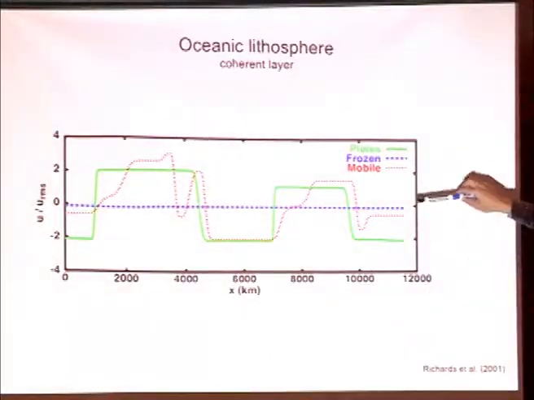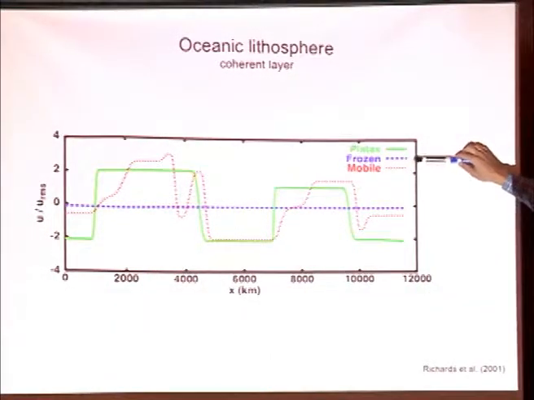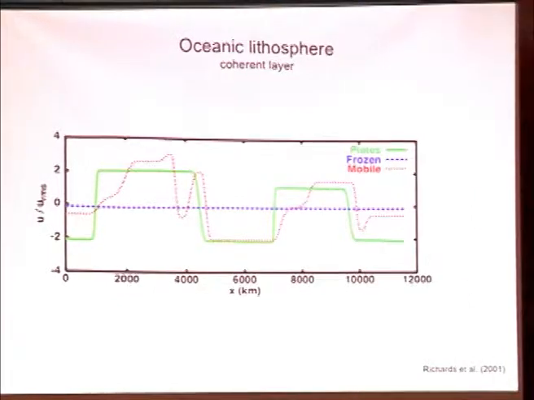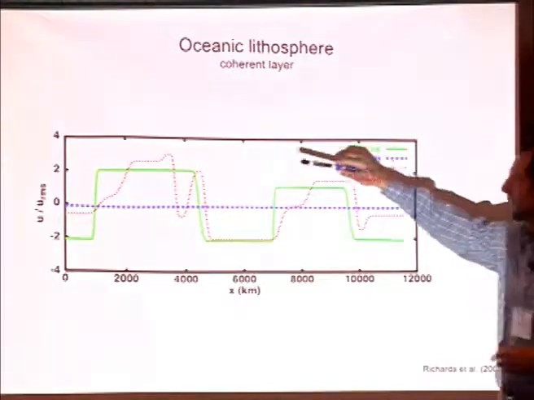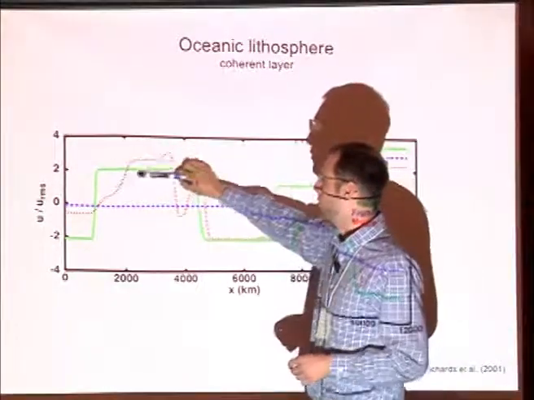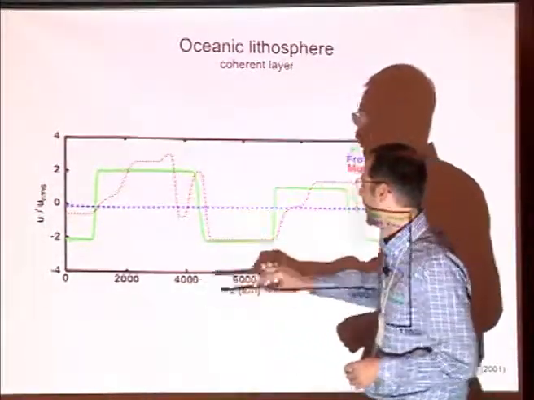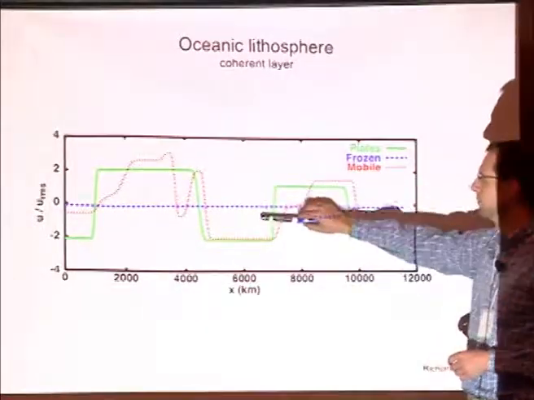The blue case, which they called frozen and which we would now call stagnant lid convection, is where you basically have a stagnant lid on your planet and the surface does not move, so the velocity is zero, and convection is confined to the material below. In red is what we call mobile lid convection. Here parts of your surface move to the right, the positive velocities, and other parts move to the left, which would be negative velocities.